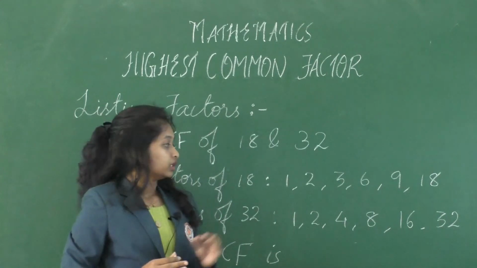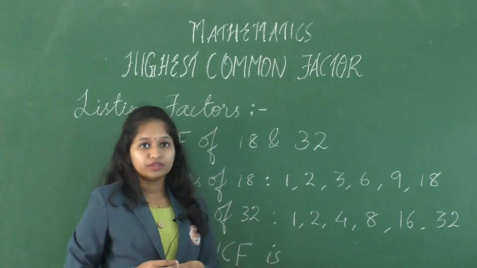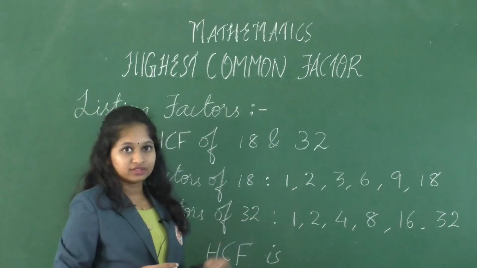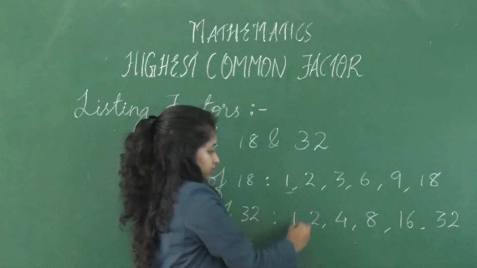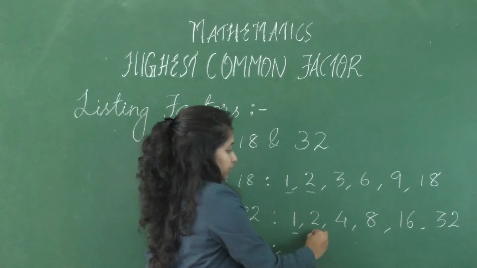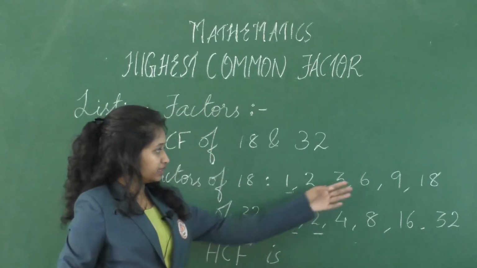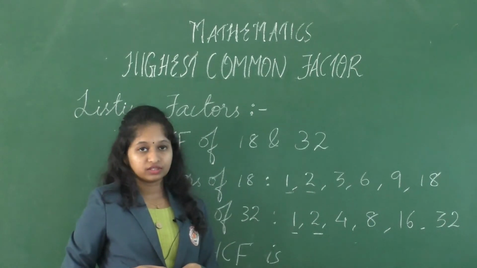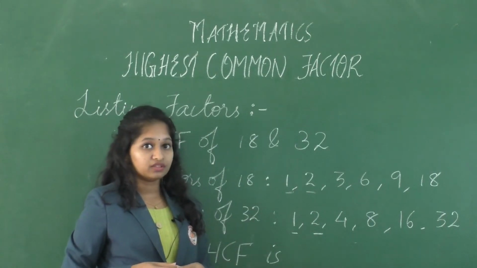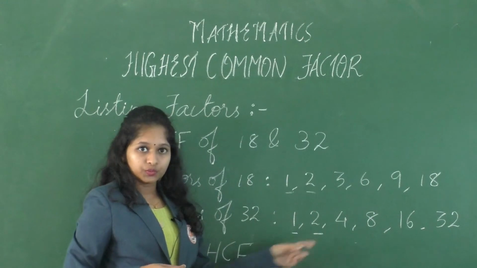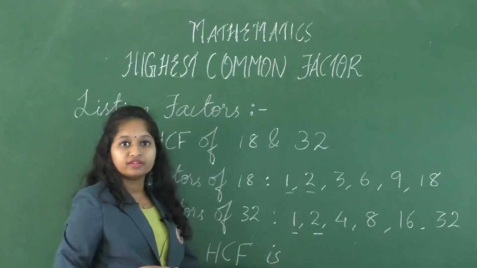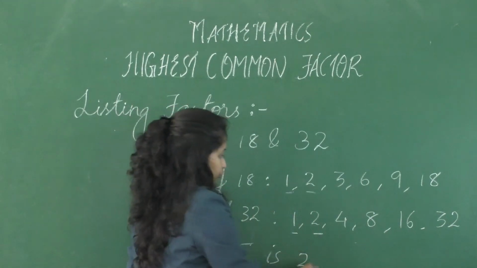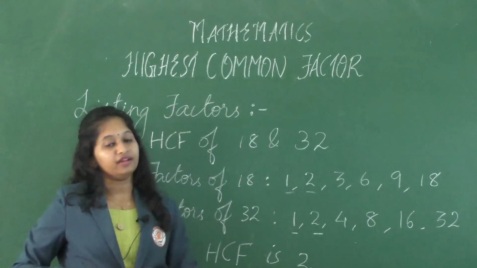Next step, find the common factors. What are the common factors here? 1 and 2. Any other numbers? No. So 1 and 2 are the common factors. So which is the highest number in it? It is 2. So the highest common factor is 2 for the numbers 18 and 32.